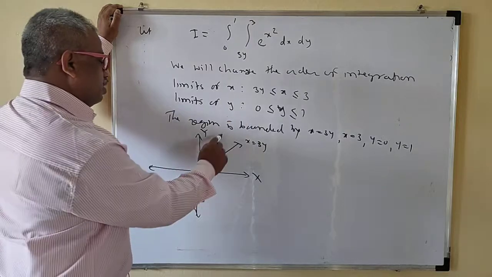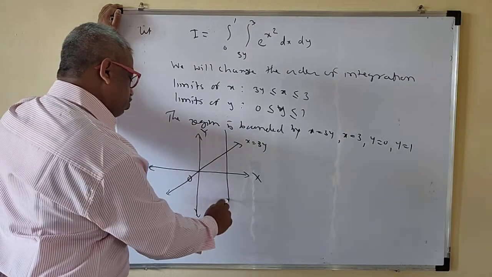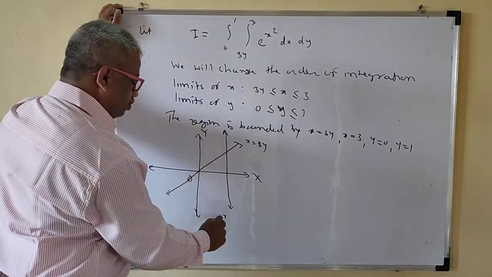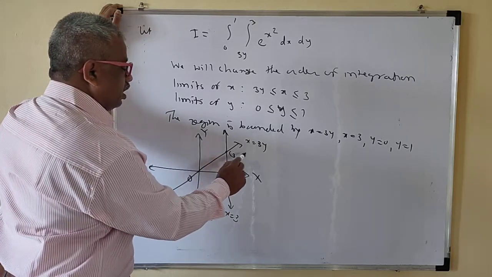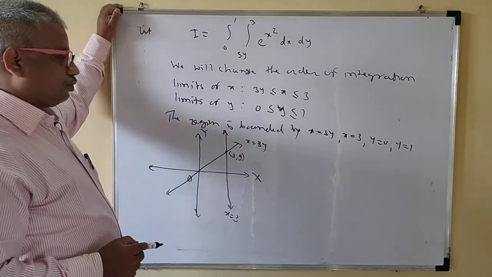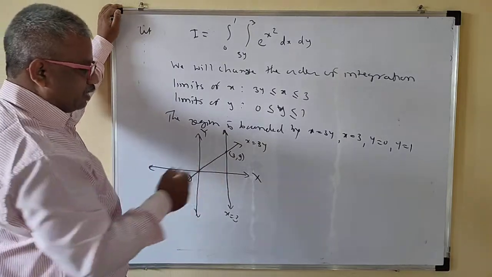Then we write x equal to 3. This will be your x equal to 3, the line parallel to the y axis. Now we'll find this point: your x is 3 here and your y is 9. Then y equal to 0 is the x axis.